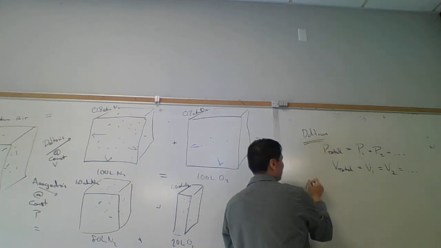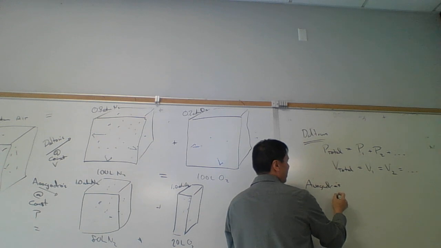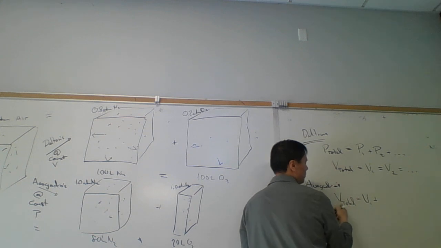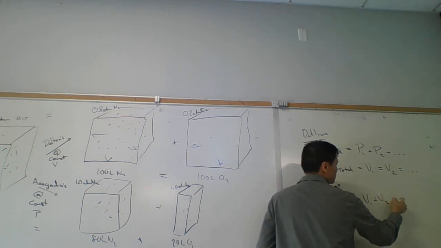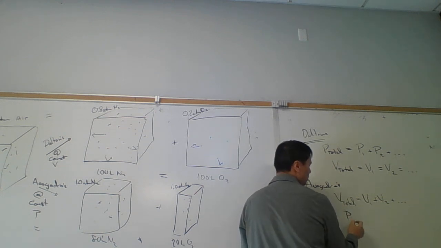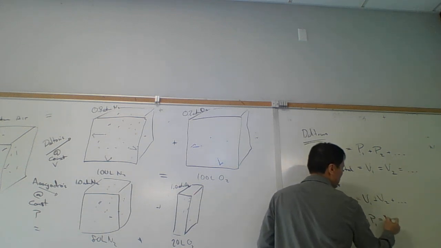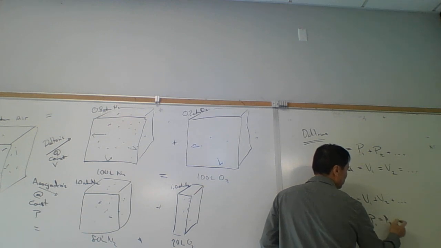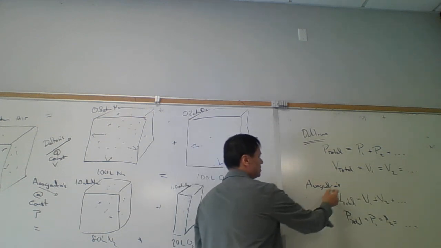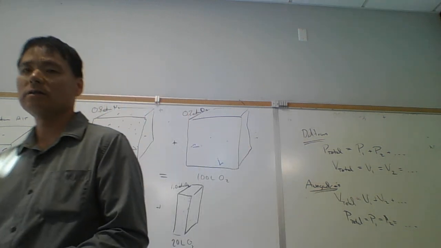This is Dalton's. With Avogadro's, we have this situation. V total is equal to V1, that is the volume of the air is equal to the volume of the nitrogen plus the volume of the oxygen, plus whatever else is in there. But the strange thing happens with the pressure, that is the total pressure is equal to the pressure of the nitrogen, which is equal to the pressure of the oxygen. In other words, the pressure is constant. And so for Dalton's, the volume is constant. For Avogadro's, the pressure is constant, but they can't simultaneously be both together.